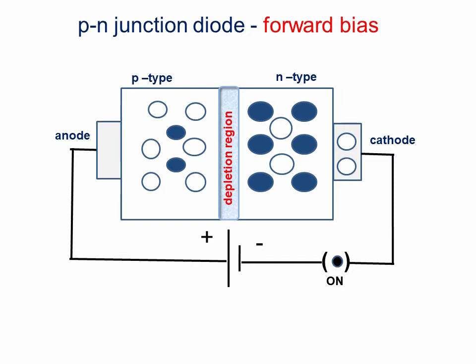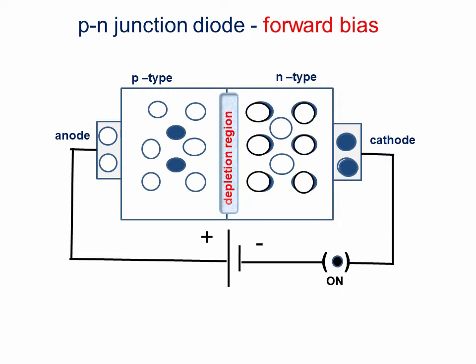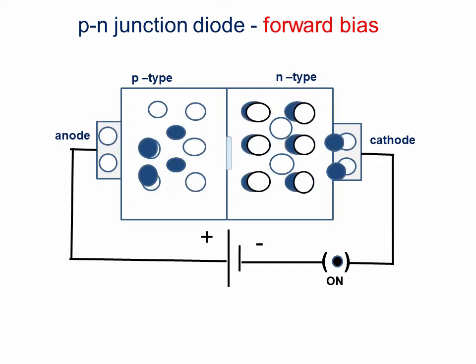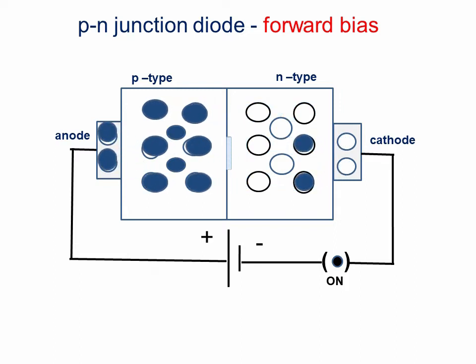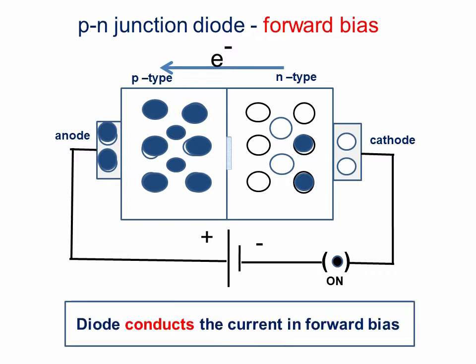The holes from the positive terminal of the battery reach the anode, the P type. The electrons from the negative terminal of the battery reach the cathode, that is N type. The electrons in the N type are pushed towards the depletion region by the electrons, so that the depletion region disappears when the electrons diffuse and combine with the holes in the P type. Now the electrons in the P type are attracted by the holes in the anode. In this way, the current flows in the p-n junction diode. The electron flow moves from N type to P type. So remember, a diode conducts current in forward bias only.